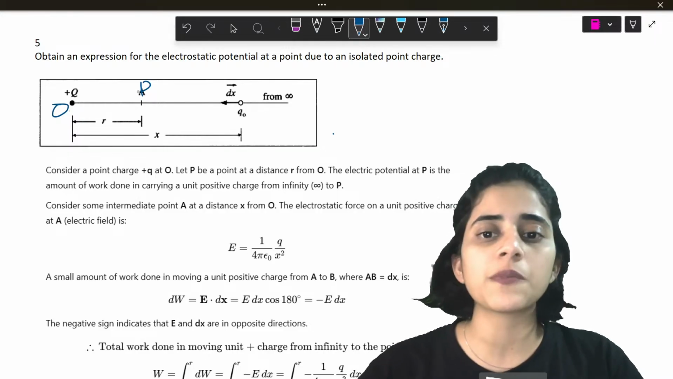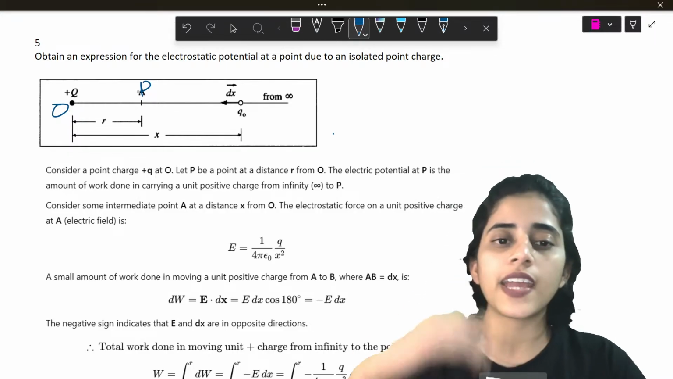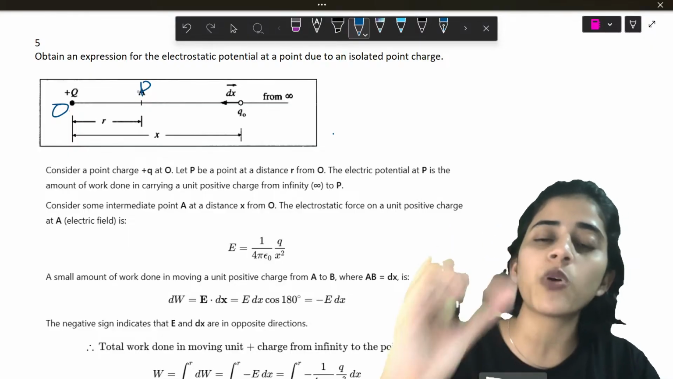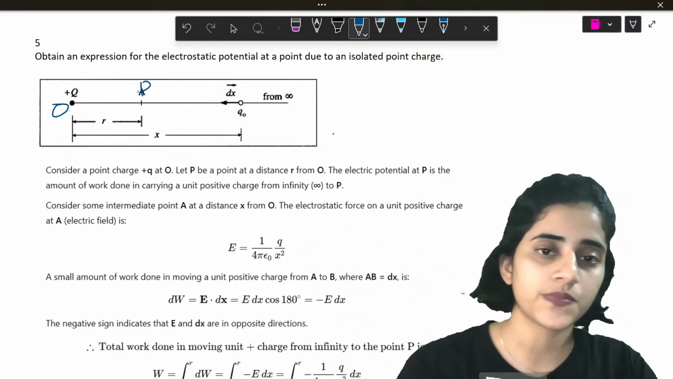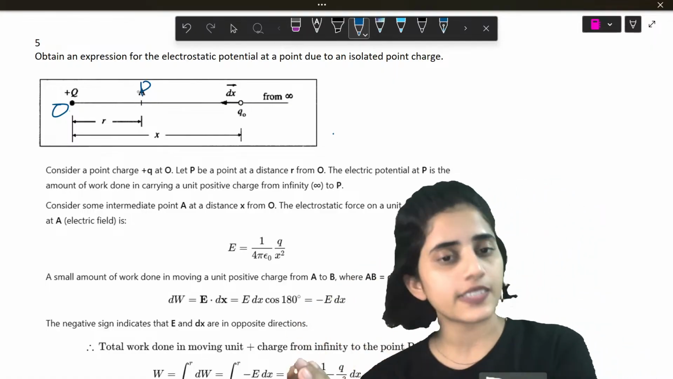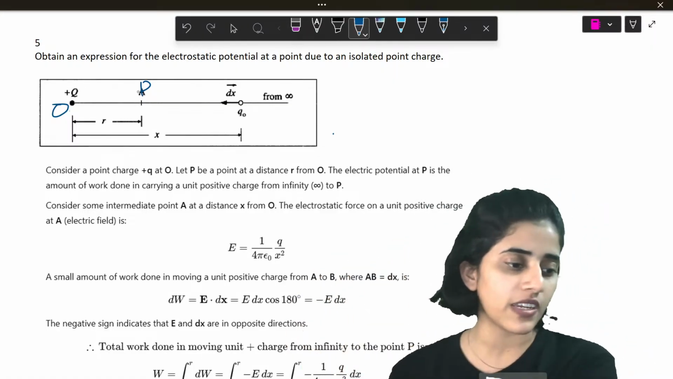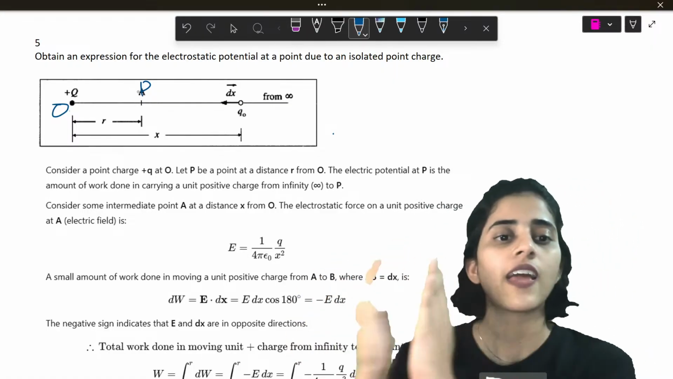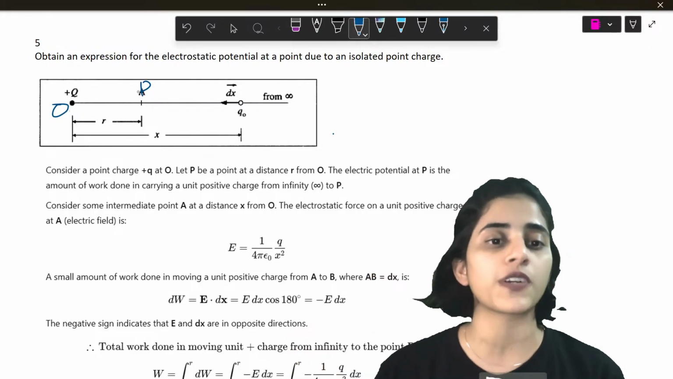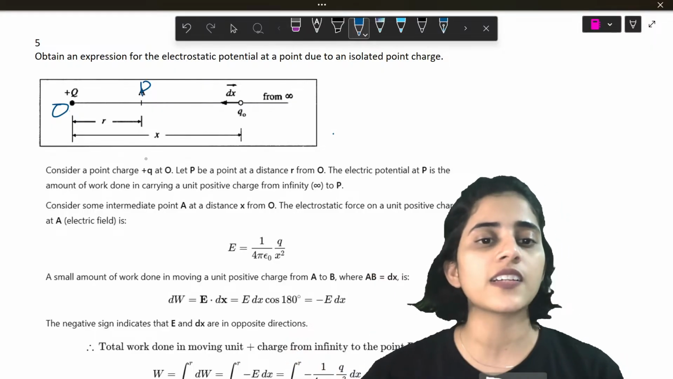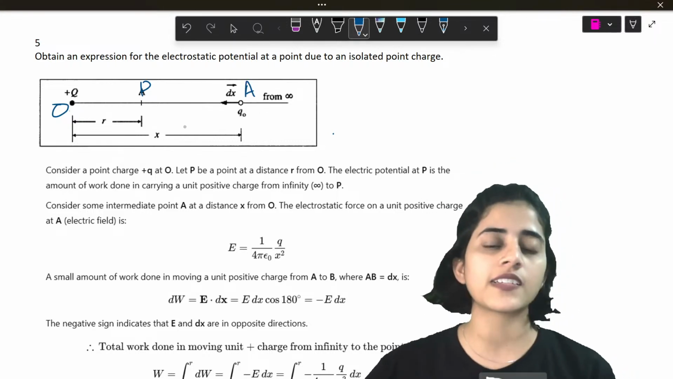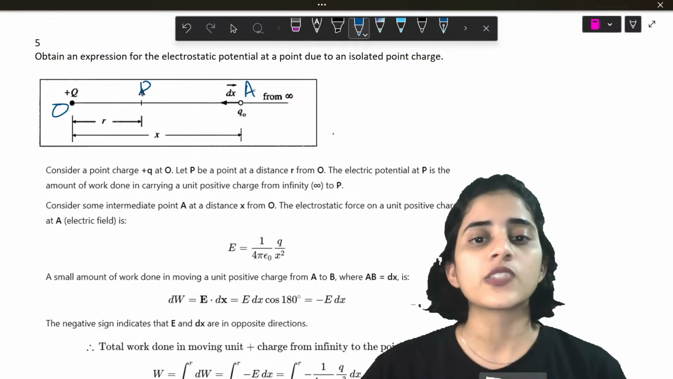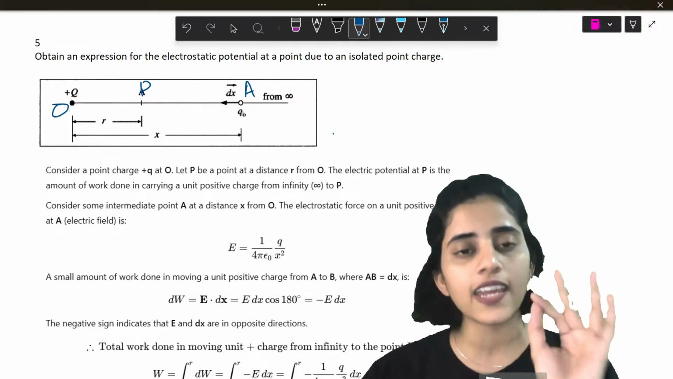The electric potential at P is the amount of work done in carrying one unit positive charge from infinity to P. However much work it has to do for that charge to come from infinity to this point, that is the electric potential. Now let's consider point A at a distance x from O. So the electrostatic force at A is what?